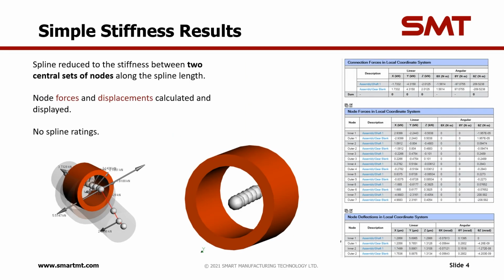So looking at some of the available results for a simple stiffness spline. We'll start off with the actual node model that we see. When we're looking at a simple stiffness, the spline is reduced to the stiffness between two central sets of nodes along the spline length. As you can see here, we have a set of nodes for the inner connection, a set of nodes for the outer connection, and then our specified spline stiffnesses control the stiffness between those two sets of nodes.